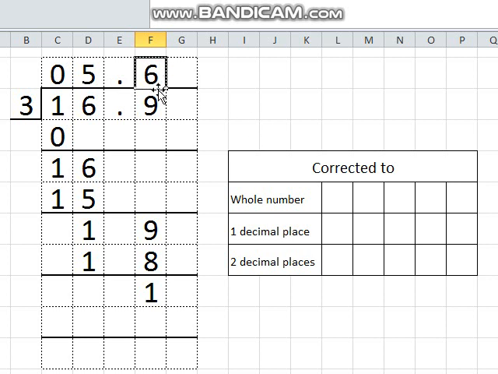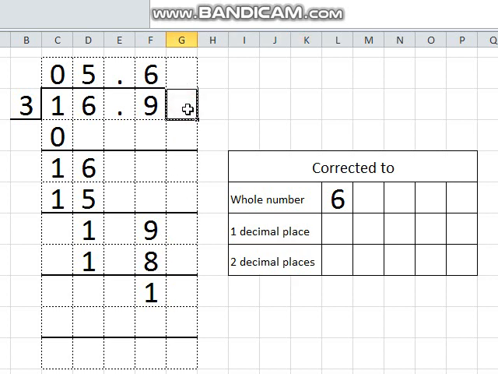We check the last digit here. The 6 is greater than 5, so you can round this number up, and it becomes 6. Sorry, this one becomes 6. When you round 5.6 to the nearest whole number, it is 6. If you continue to get the one decimal place value, then you need to have the result in 2 decimal places. So let's move forward.